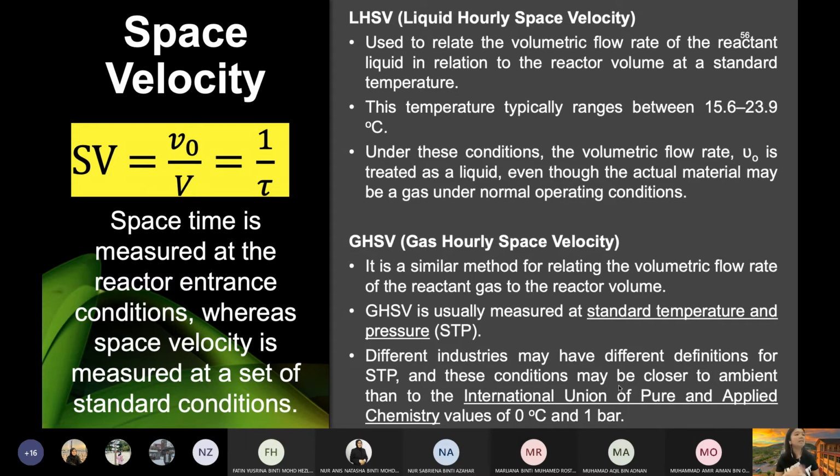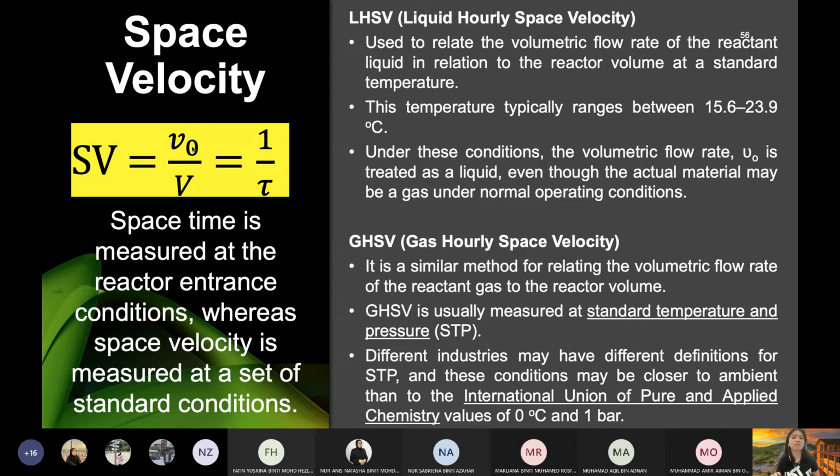However, space velocity ni ada sikit susah untuk kamu nak measure or for you to calculate because dia mesti calculate based on a very specific condition. Okay, apa maksud dia? Maksudnya sini, kalau tadi space time, volume per volumetric flow rate kan. So kalau space velocity dia reciprocal, so become initial volumetric flow rate per volume. Terbalikkan saja. Tadi saya kata kalau space time, kita kira je pada entrance condition untuk inlet volumetric flow rate.